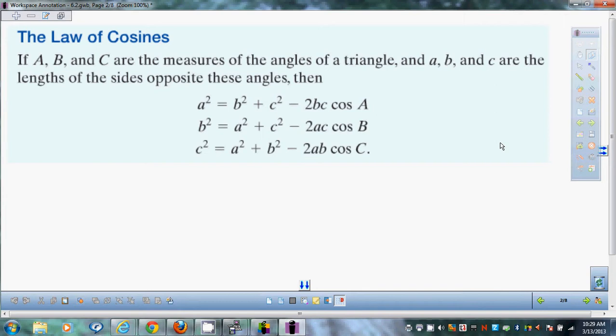Again, shame on them for always using A, B, and C, because on your test it might be BTS, might be CHI, X, Y, Z. So don't fall in love with the letter. But that is the formula, and that's what you need to have in your notes.